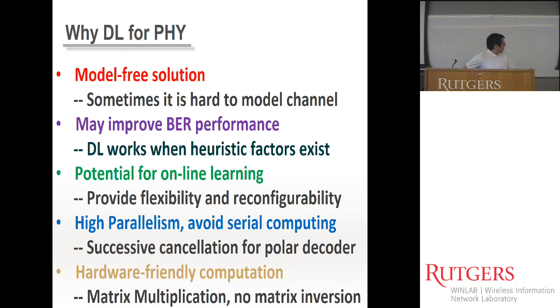And the last potential benefit is that the kernel computation of the neural network itself is hardware friendly. The kernel computation of the neural network is just matrix-vector multiplication or matrix multiplication. So from the view of hardware design, it is very easy to design the hardware.